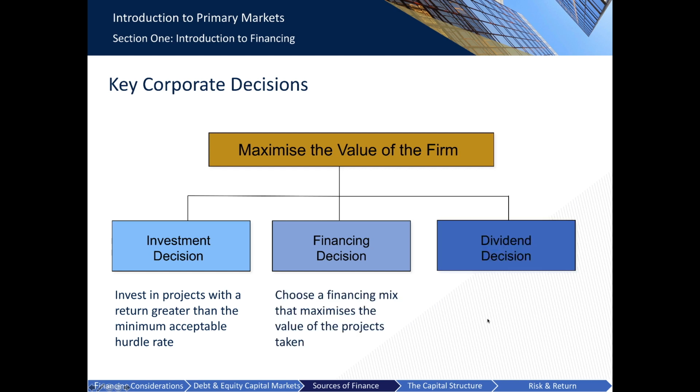A company needs to determine how best to allocate its capital, i.e. what to invest in and what to do with profits created. Its dividend decision. A company should invest in projects with a return greater than the minimum acceptable hurdle rate.